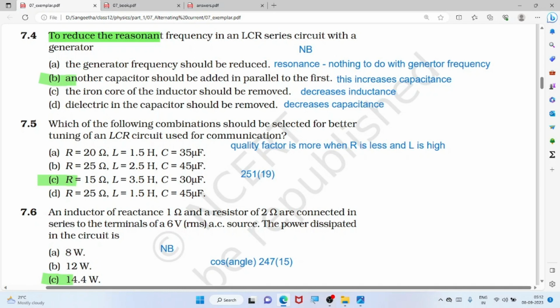Okay. So here, if you remove the iron core in the inductor, then inductance will decrease. That won't help. Similarly, if you remove the dielectric from the capacitor, capacitance will decrease. That won't help. Okay, reducing the generator frequency has nothing to do with the resonance. Resonance depends on the square root of LC, as I already showed you.